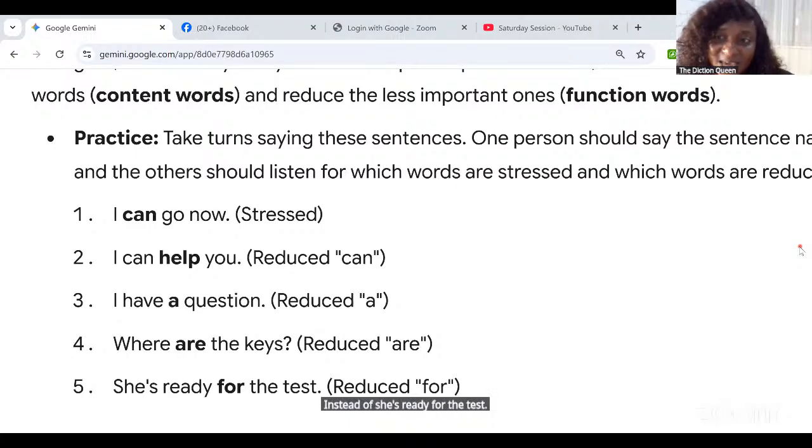I'll take the sentences again. I can go now. I can help you. I have a question. I have a, I'm reducing the question. Where are the keys? She's ready for the test.